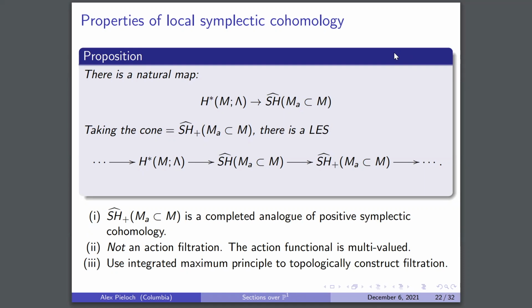Okay, so I said that these H_n's that we use to define this local symplectic homology were C2-small Morse functions on the interior of M_A. So there's an obvious map on the level of generators that takes the critical points of our Morse function to generators of local symplectic homology. The statement is that using the integrated maximum principle, that inclusion on the level of generators is actually an inclusion on the level of chain complexes.